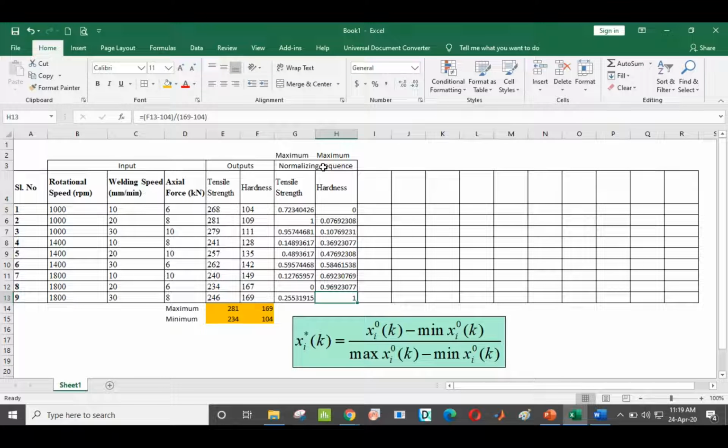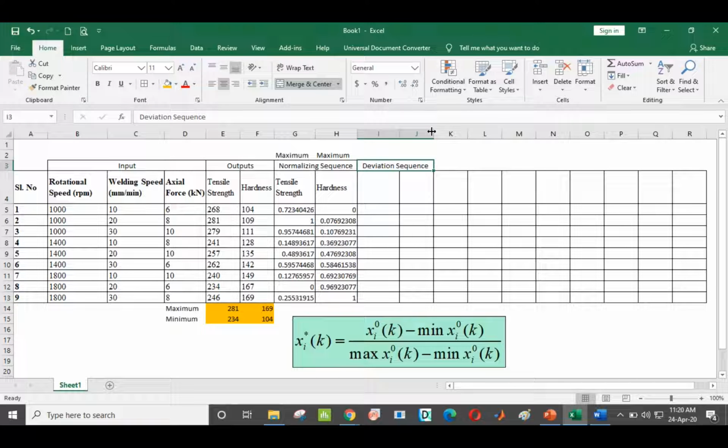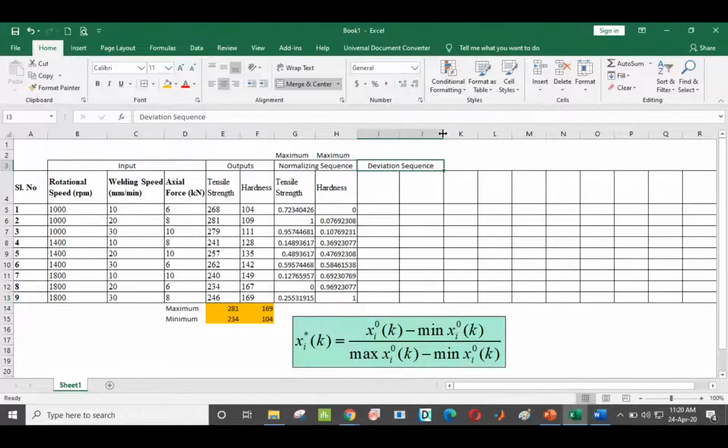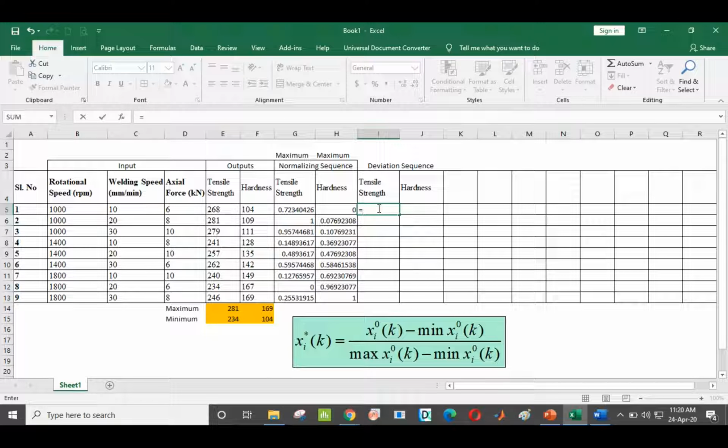The next procedure is determination of deviation sequence. The deviation sequence is nothing but how much these values deviate from the ideal value of 1. So for tensile strength, you have to give equal to the formula: 1 minus how much tensile strength varies. So 1 minus G5. Just give enter.